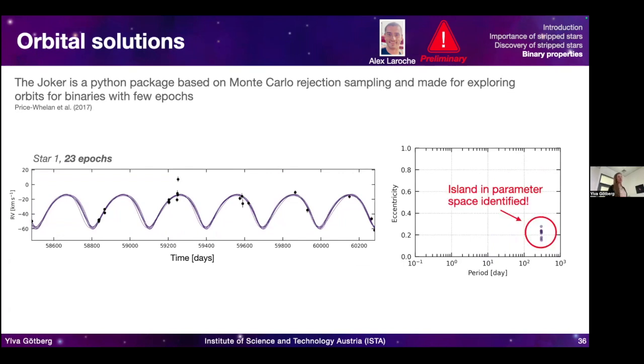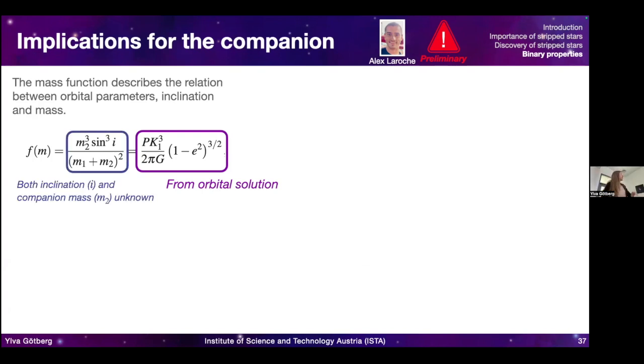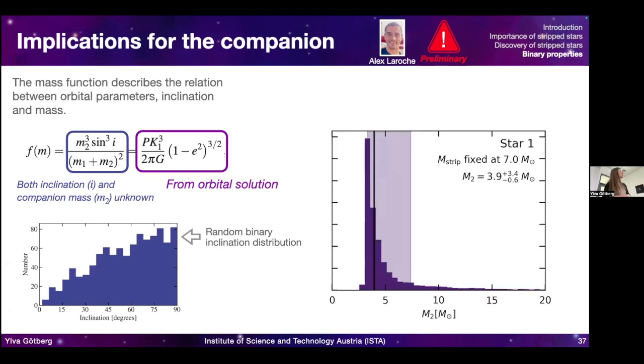We think that it is hanging out there in the parameter space. With this orbit, we can calculate the mass function. This is from the orbital solution, period, amplitude. And the inclination and the companion mass are degenerate with each other. So what we do, we assume a random inclination. And then what we get is a distribution. So for this star 1, that is rather massive, we think its companion is about 4 solar masses. And this is then using the best fit spectroscopic mass.